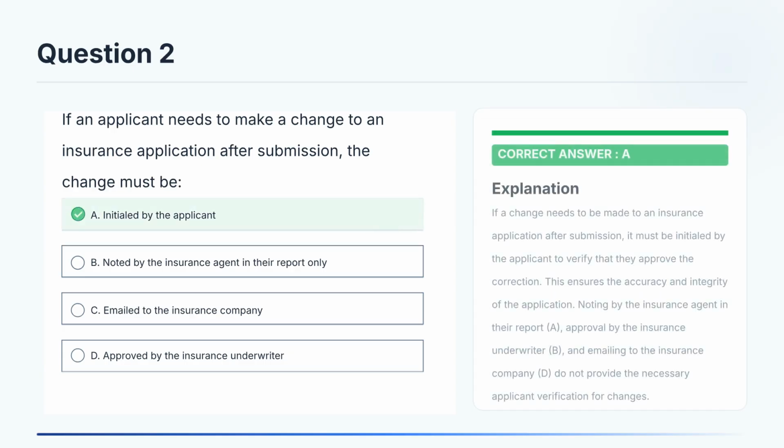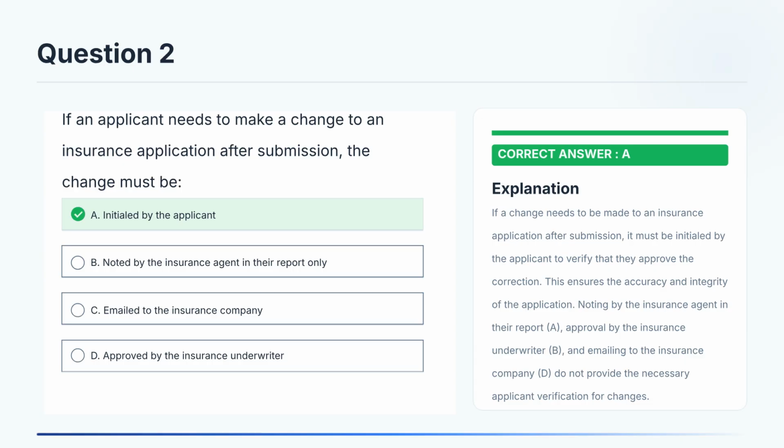And the correct answer is A. Initialed by the applicant. Why? If a change needs to be made to an insurance application after submission, it must be initialed by the applicant to verify that they approve the correction. This ensures the accuracy and integrity of the application.